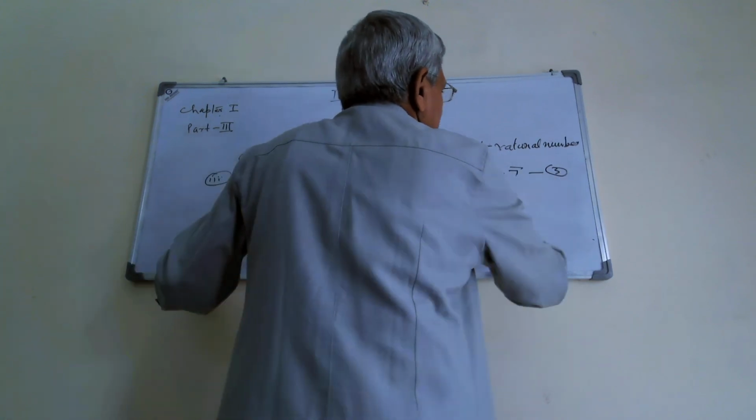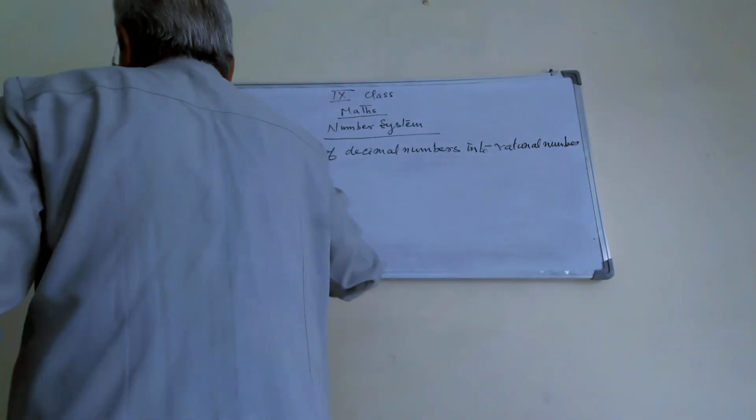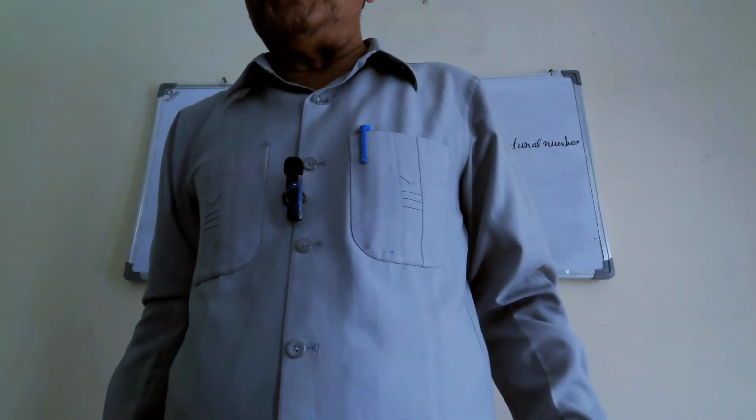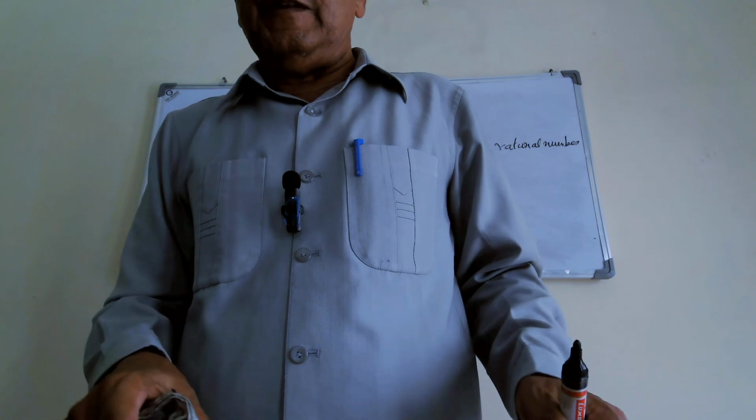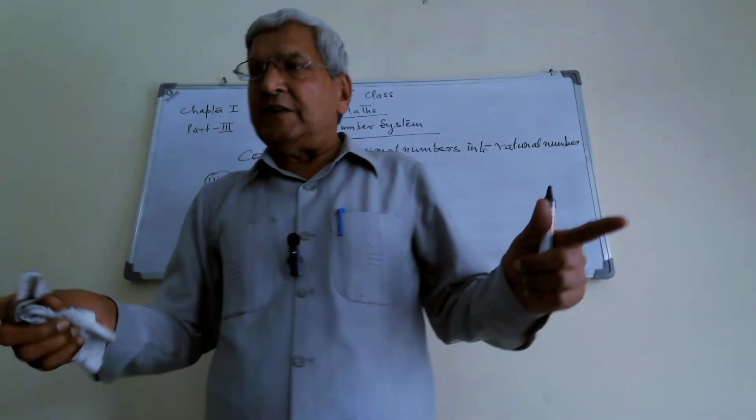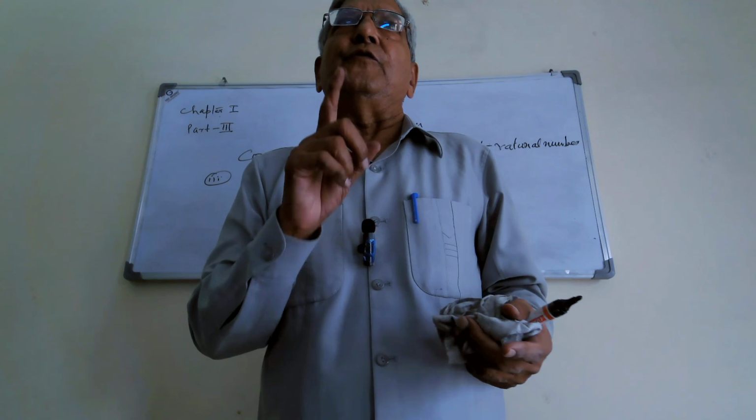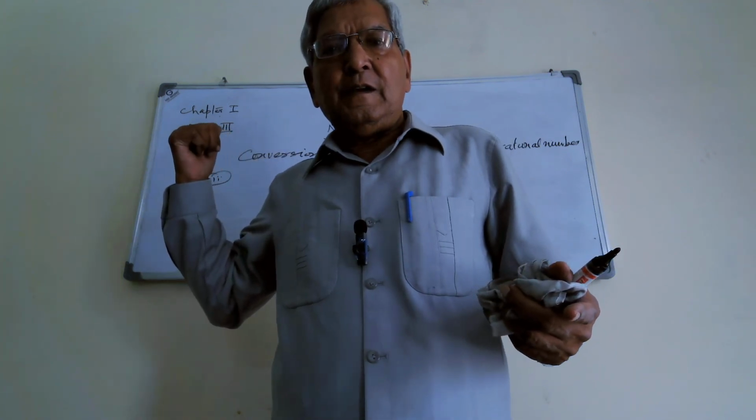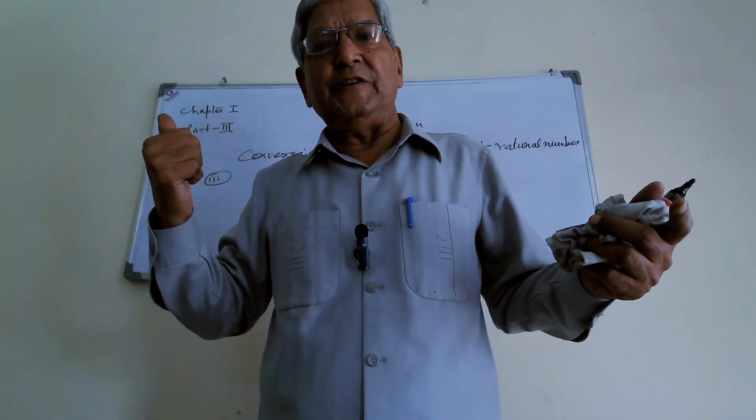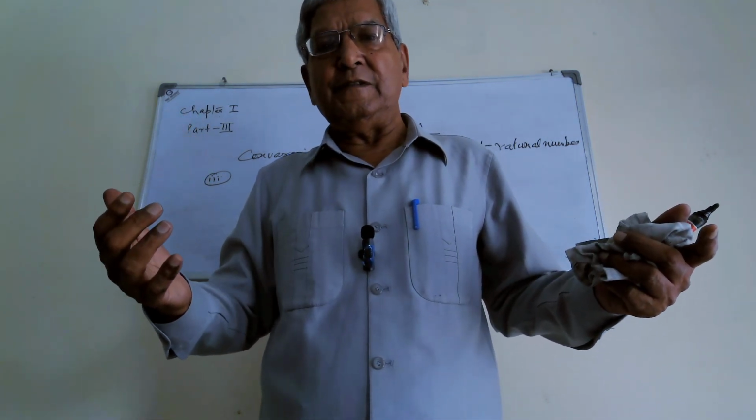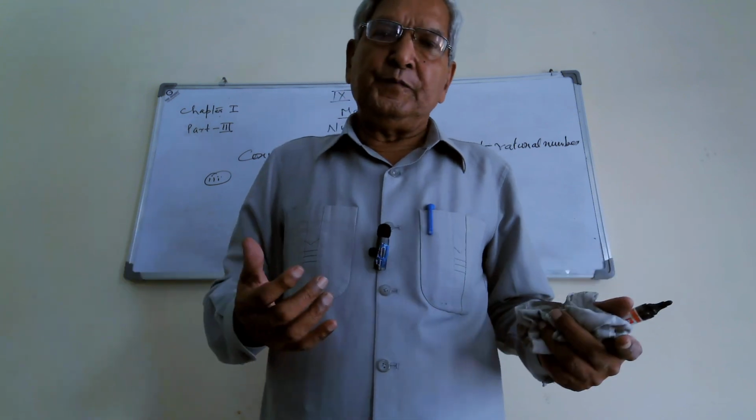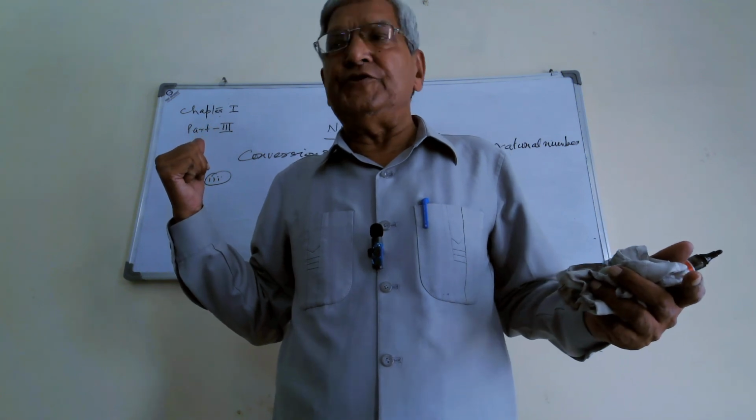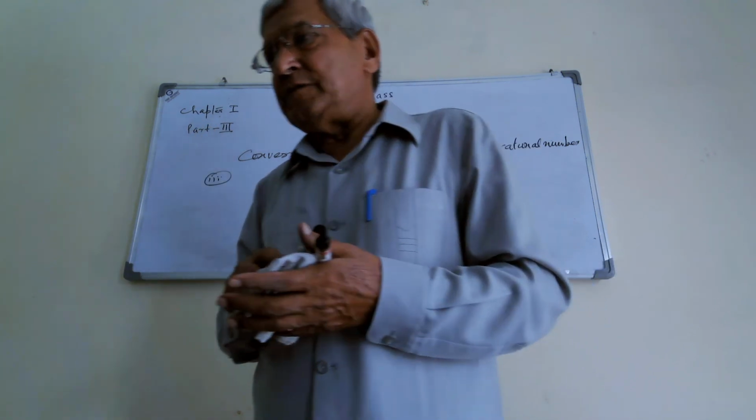So this second method is very important from the examination point of view, and note it. When you get any question from this chapter in the terminal examination or in the annual examination, you will get one question 100% from part third. You have to convert a decimal representation into a rational number. So this is very important, and you can do more questions from your textbook. Thank you.